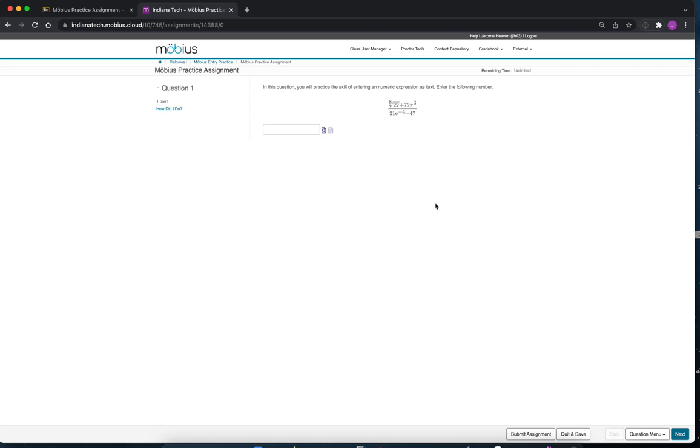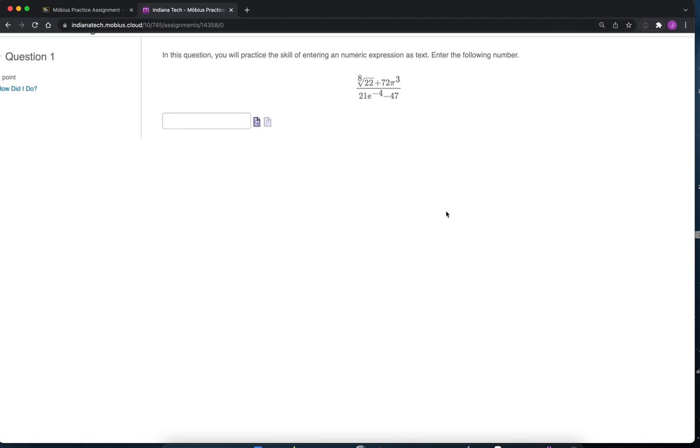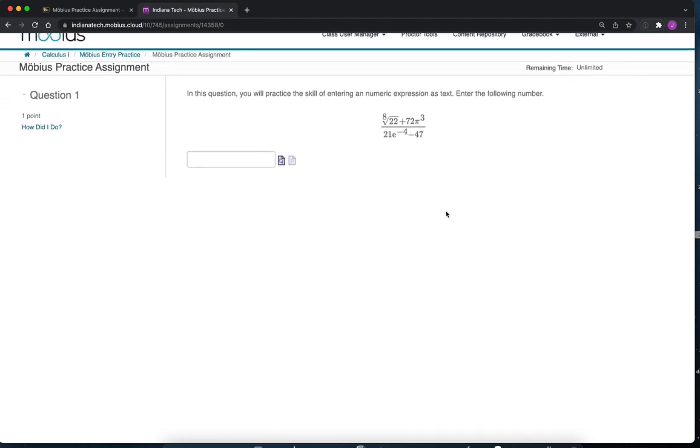Our first question says you're going to enter a numeric expression as text. Right, so some of those formulas and text expressions that were in that reference sheet, that's what we will need here. Now, it's a little small on my end, so I'm going to zoom in a little bit so we can get a better view of what I'm going to type in.